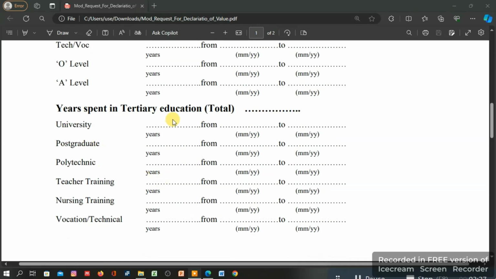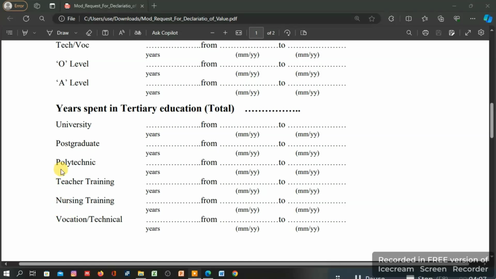Then years spent in tertiary education, you understand, the total years spent in tertiary education. If you went to university for your bachelor's degree, then how many years? Maybe 4 years, from this year to this year. Then the postgraduate, how many years? If you have a postgraduate, maybe master's or a PhD, how many years? Maybe master's 2 years, 1 year, postgraduate 3 years, 4 years, from which year to which year, the month and the year. Then if you didn't go to university, you went to polytechnic, you also put the year. Teacher training, you put; nursing training, you put; vocational training, you put.